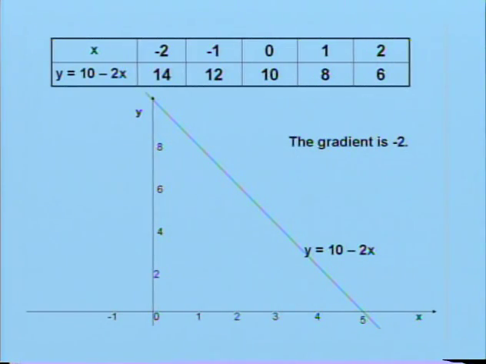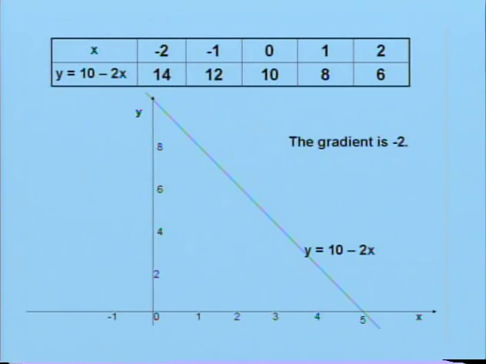When minus 2 is substituted in the equation y is equal to 10 minus 2x, corresponding to minus 2, we have 14. When negative 1 is substituted, we have a y value of 12. When 0 is substituted, we have 10. When 1 is substituted, we have 8. When 2 is substituted, we have 6.